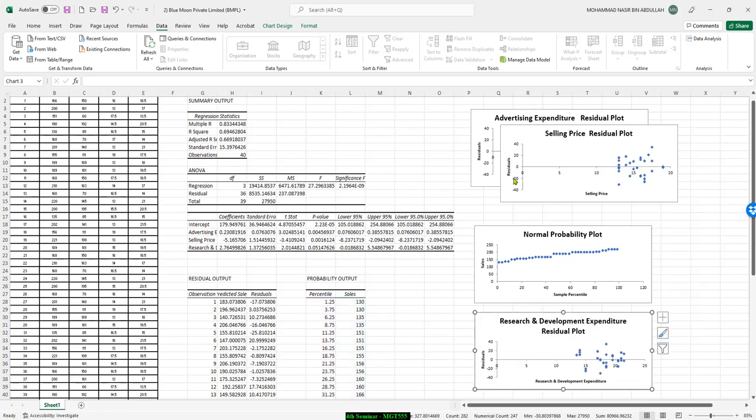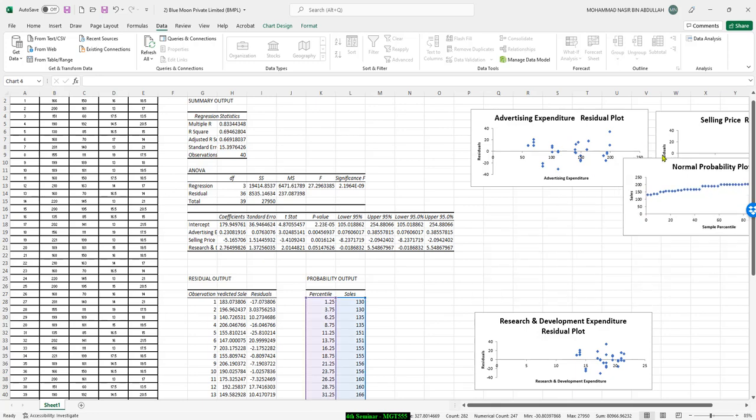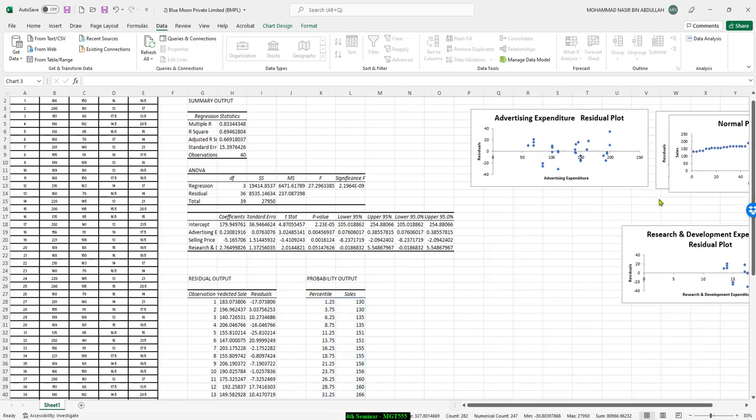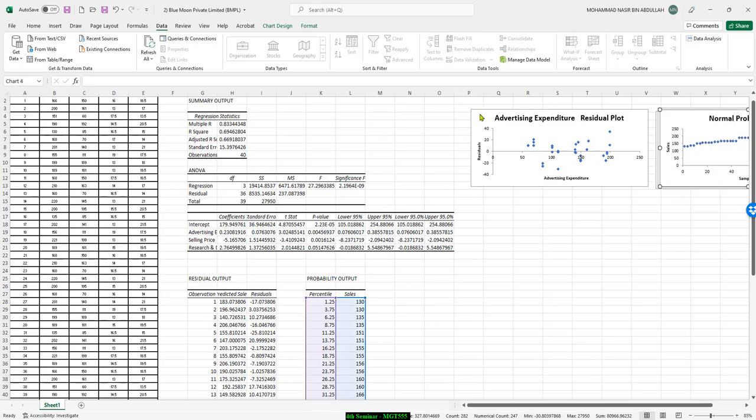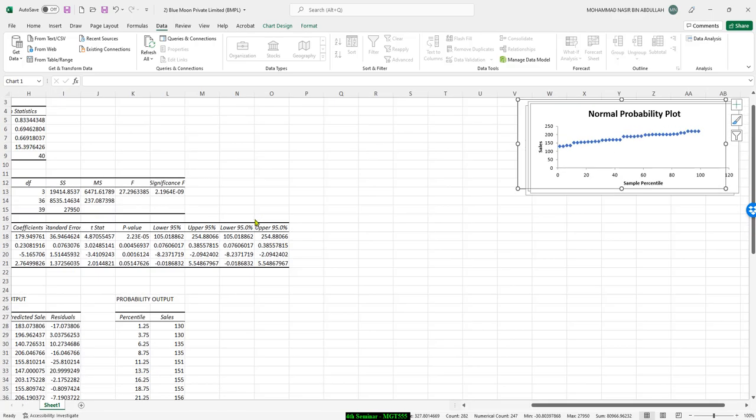So this one we will put aside first, right? Later we will look at it, right? This chart, everything we put aside first, later we will look at it, right? So we are focusing on these three tables.